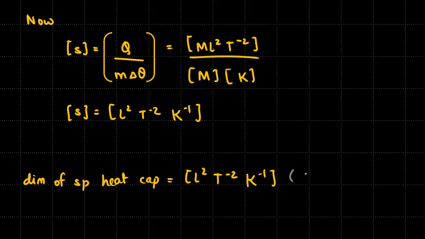That's why if you search up the unit of specific heat capacity, it will actually be meter squared per second squared per Kelvin. So this is actually the unit of specific heat capacity as well, but we don't need that right now, so let's remove this. Okay, so we just found the dimension of specific heat capacity, which was L squared T raised to the power of minus 2 and K raised to the power of minus 1.